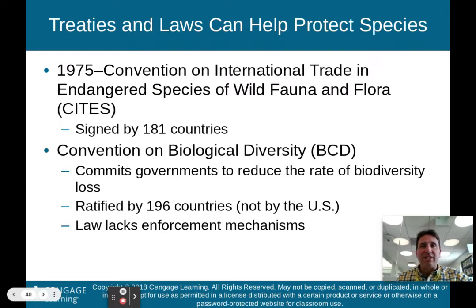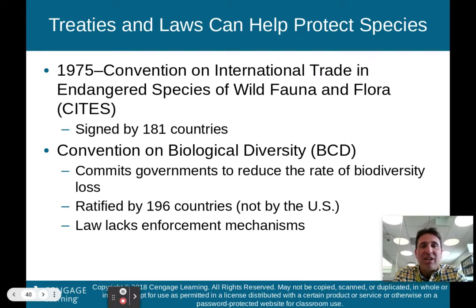So here are some treaties and laws that can help protect species. I would memorize these, okay? These are going to be important. You are going to have to know these treaties, not only for my test potentially, but also for the big test come spring. So in 1975, we had the Convention on International Trade in Endangered Species of Wild Fauna and Flora, excuse me, not Florida, flora, and its acronym is CITES, okay? That's what you want to know. The Convention on International Trade in Endangered Species of Wild Fauna and Flora, CITES, was signed by 181 countries back in 1975.